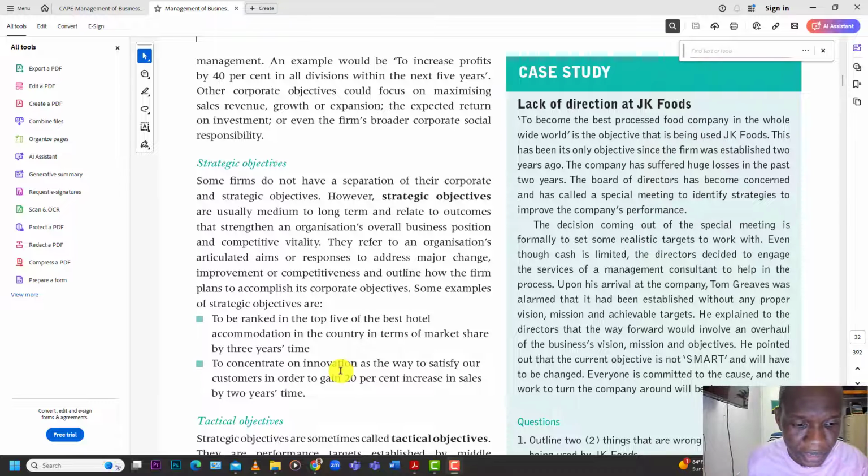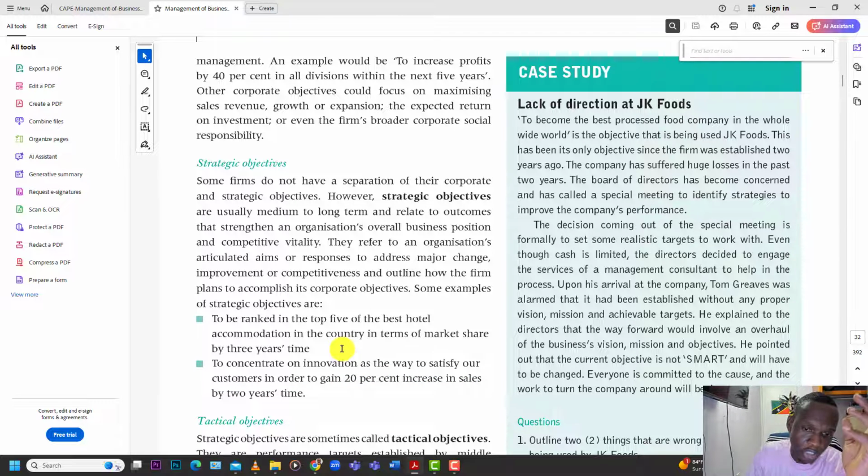To concentrate on innovation as the way to satisfy our customers in order to gain a 20% increase in sales in 2 years. Innovation. So you're looking at better ways to do the same thing, better ways to solve certain problems. So now when you innovate, you become more competitive because that's an in-house thing now. And so that puts you head and shoulders above your competitors because you're innovating. You're doing something different, something unique. And that could give you a competitive edge that can help you gain that 20% increase in sales in 2 years.